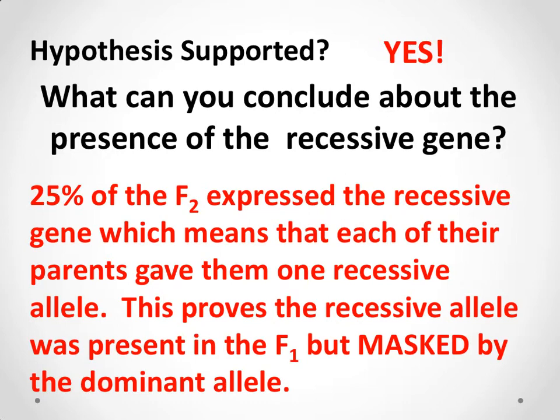Here's what I concluded. 25% of the F2 expressed the recessive gene, which means that each of their parents gave them one recessive allele. This proves the recessive allele was present in the F1 but being masked by the dominant orange allele. Now, does your conclusion fully explain the details of your experiment and results?